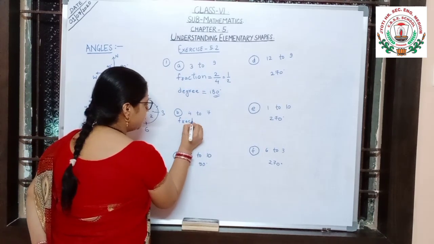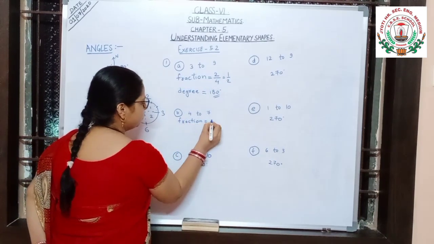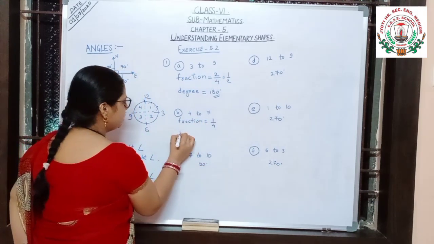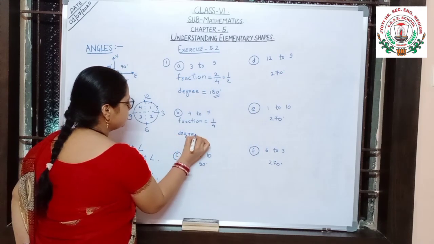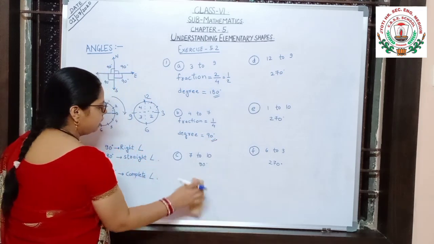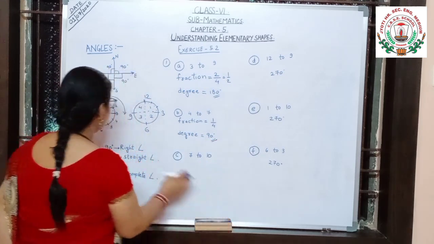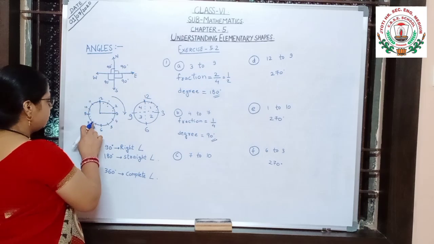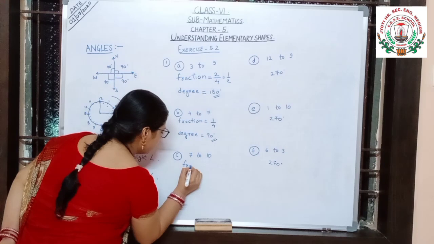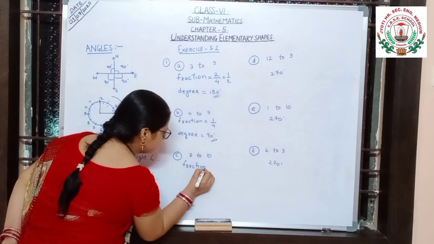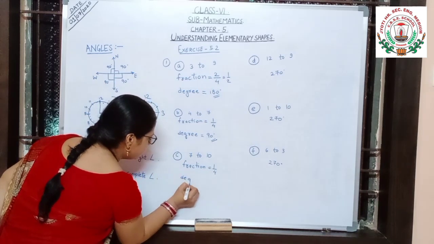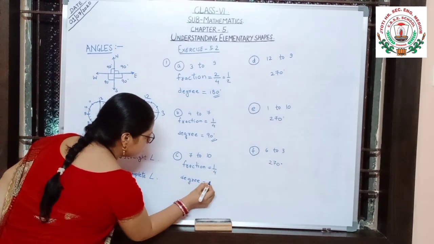How much fraction will it give you? 1 fraction out of a total of 4. You cannot cancel it, so 1 by 4 only. And degrees how much? Total 90 degrees. Here 7 to 10. How much fraction? Here is 7: 1, 2, 3. 3 units means 1 out of 4. You cannot cancel it. And degrees how much? 90 degrees.